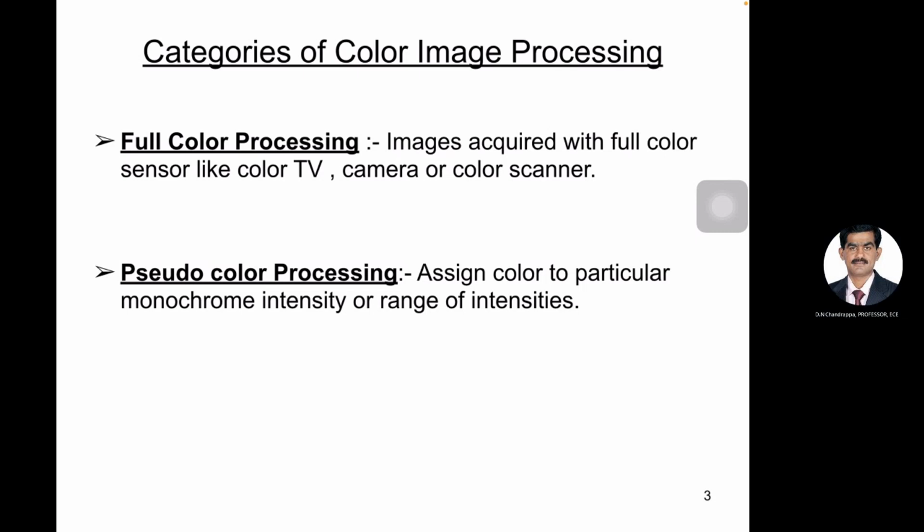Similarly, we have another category that is called pseudo color processing. In this pseudo color processing, we assign color to a particular monochrome intensity or range of intensities. So in this module, I am going to discuss both full color processing and pseudo color processing. Even as per the syllabus, these two things are to be discussed.